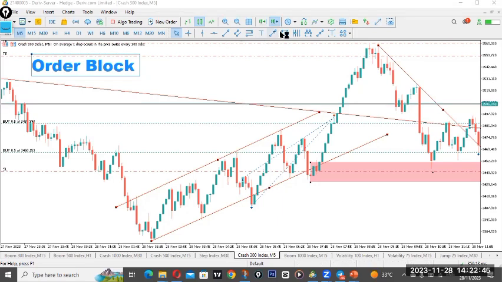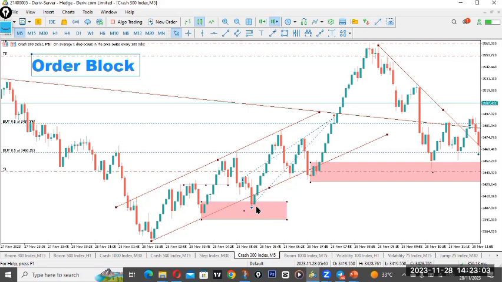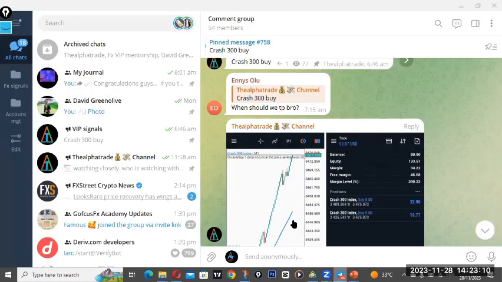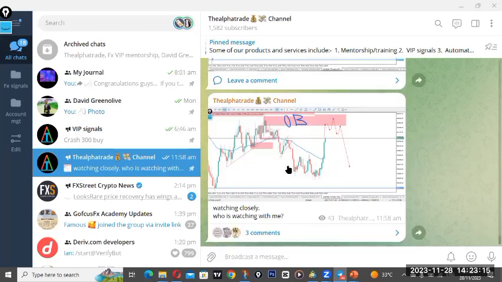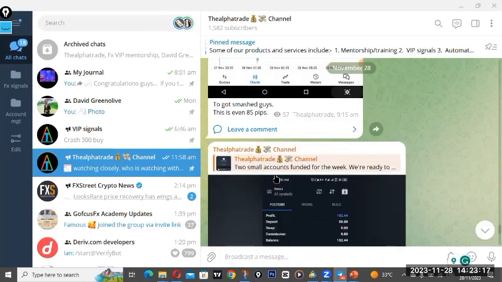I'm going to be using my tool here. So price broke this structure here, and after it broke the structure, we had an order block here. Basically price came there, you can see. That was where I took this trade, and I posted it in the group and said that everyone should buy. Basically, that was what I saw.